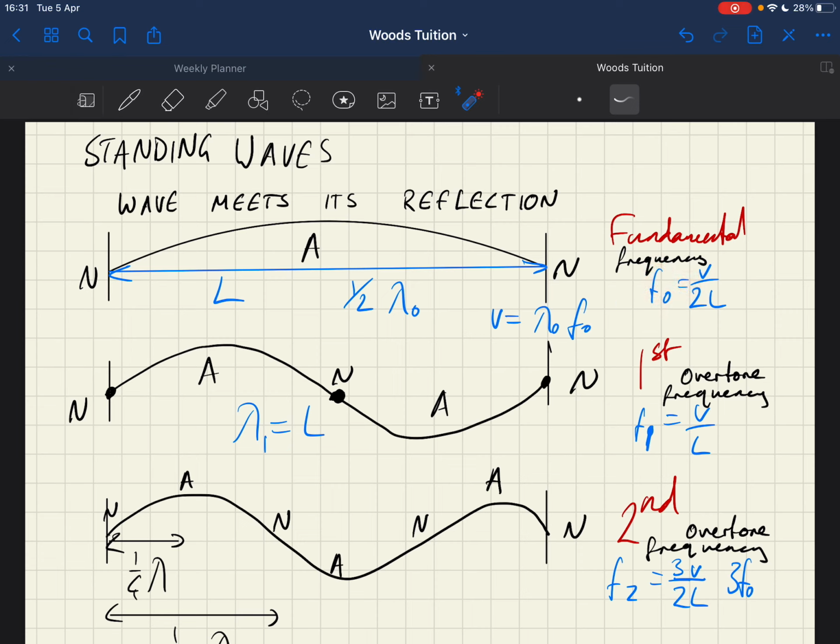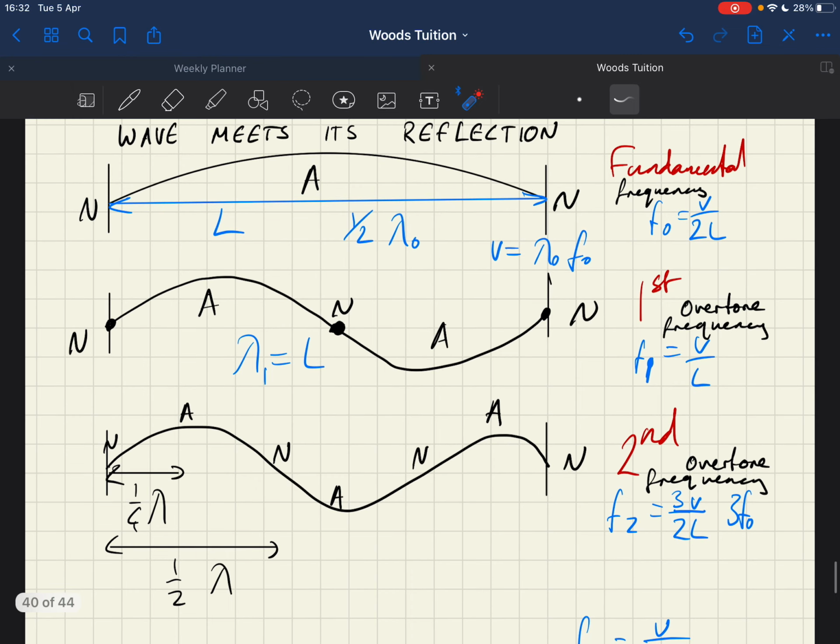Using the same sort of maths with the second part, the first overtone frequency, or the first resonant frequency, we know that the wavelength is now equal to the length, so that makes it quite easy for the maths. So F1 is going to be just equal to V over L. Then similarly, the second overtone frequency looks like this pattern.